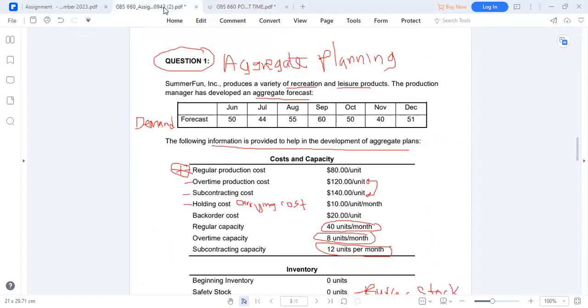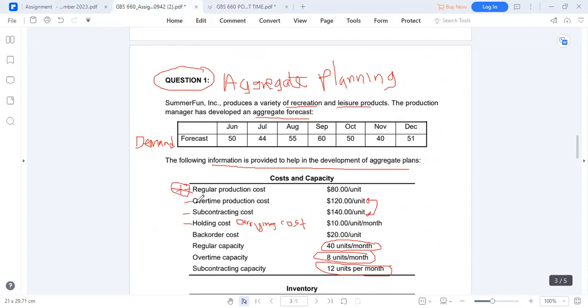Our overtime in this question, they're saying overtime production was $120 per unit. Subcontracting was $140 per unit. So it was cheaper to subcontract... rather, overtime was cheaper. And regular production capacity is 40 units throughout the month from June to December. We are supposed to produce on a regular basis 40 units to meet demand.